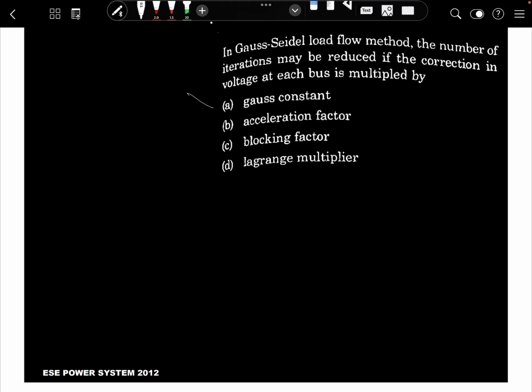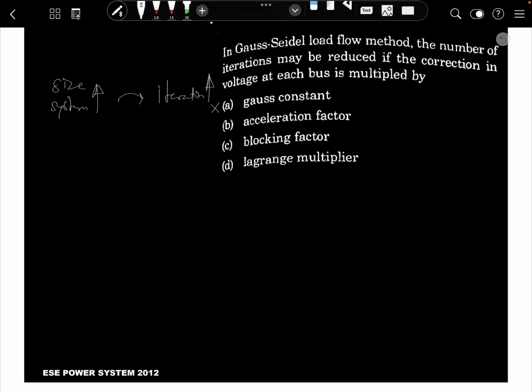Now Gauss constant is related with the Gauss laws, not with the Gauss-Seidel method, and here we can't reduce iterations. In Gauss-Seidel, mostly we know that if the system size increases, then the iterations also increase, and the system goes slower. So Gauss constant is done.